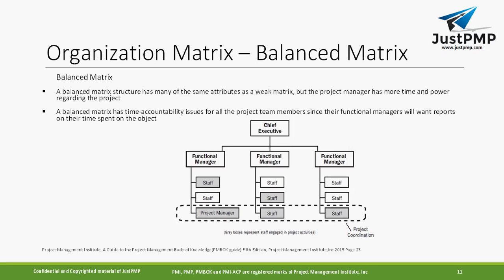Balanced matrix structure has many of the same attributes as a weak matrix, but the project manager has more time and power regarding the project. The balanced matrix has time accountability issues for all the project team members, since their functional manager will want reports on their time spent on the project. Sometimes the functional manager will want reports on which projects their team members work on, so that we need to explain it.